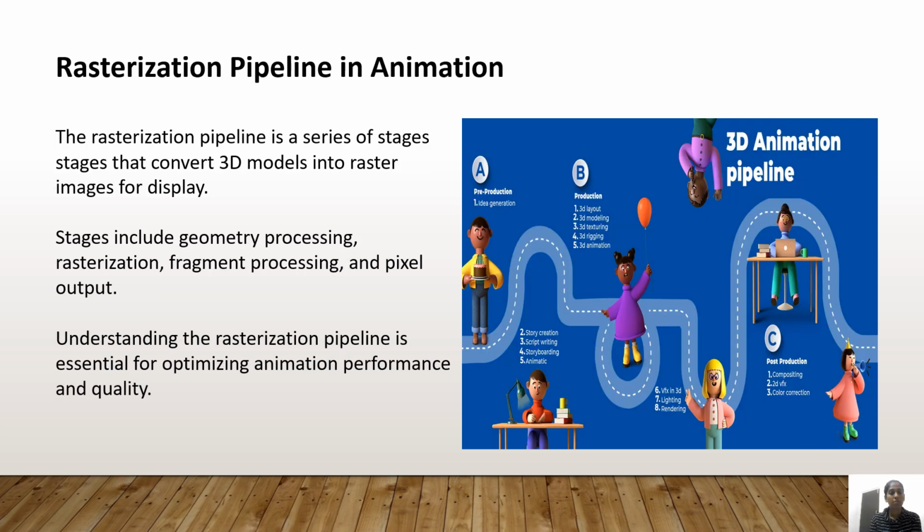The rasterization pipeline in animation. The rasterization pipeline is a series of stages that convert 3D models into raster images for display. Stages include geometry processing, rasterization, fragment processing, and pixel output. Understanding the rasterization pipeline is essential for optimizing animation performance and quality.